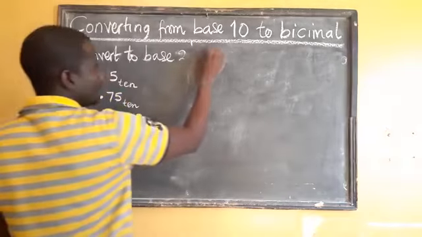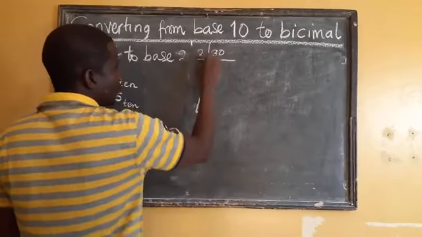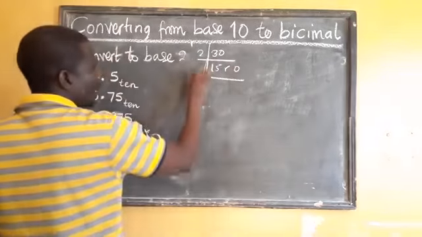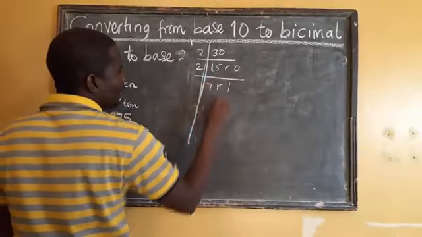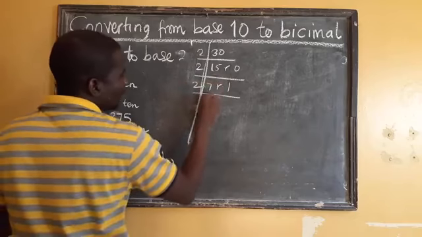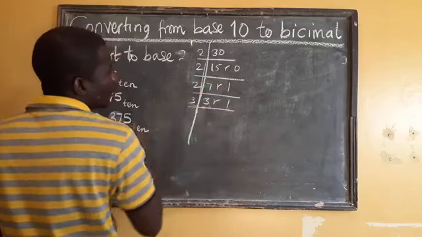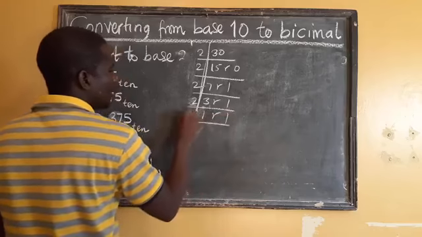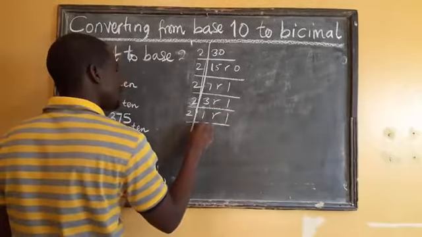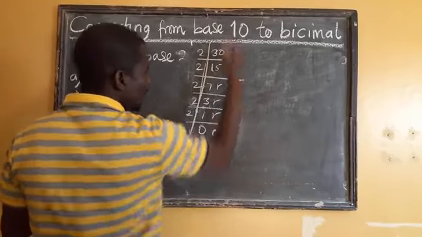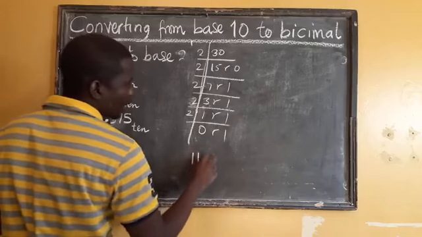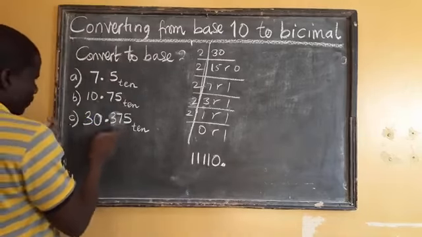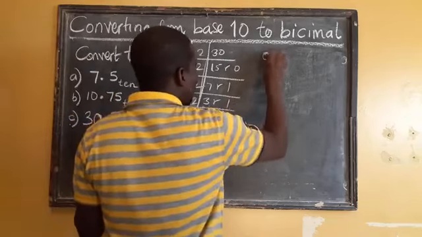We get the whole number, 30. What do we have? We have 15, and that's 0. Here what do we have? We have 7, remainder 1. Here we have 3, remainder 1. Here we have 1, remainder 1. Here we have 0, remainder 1. So we get our answer like this: 1, 1, 1, 1, 0. Point. Now let's get the whole number part. It's 0. What?